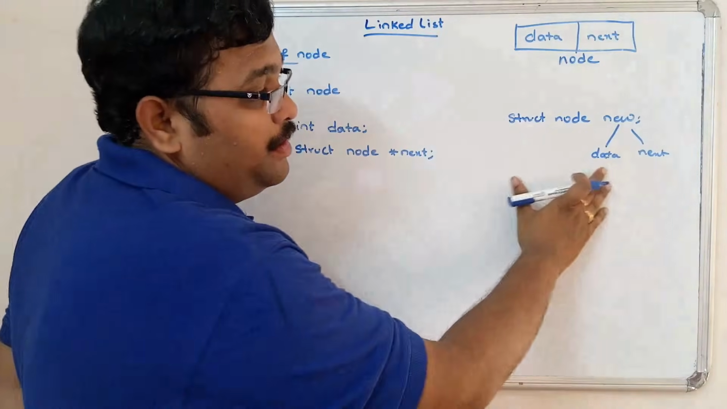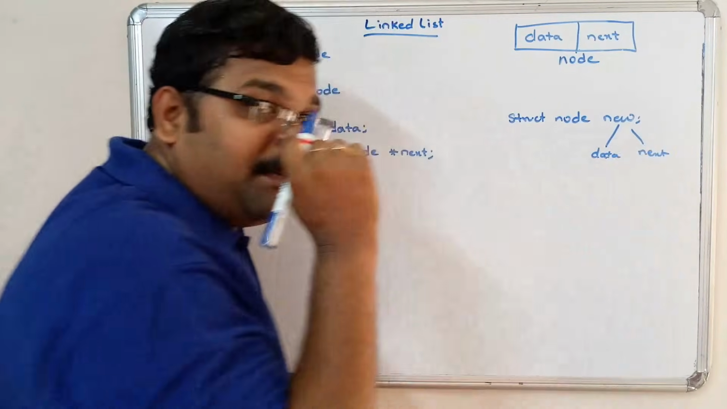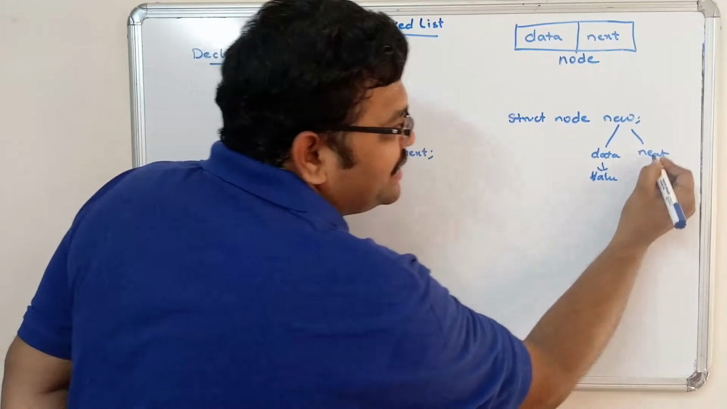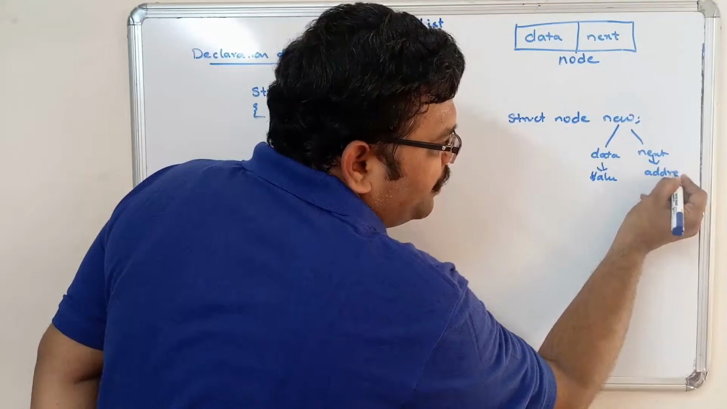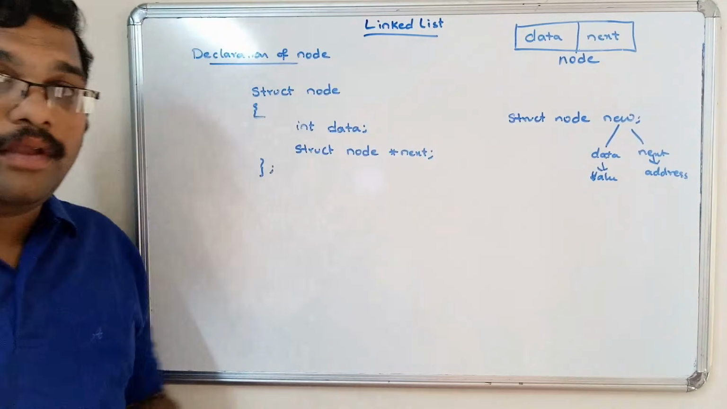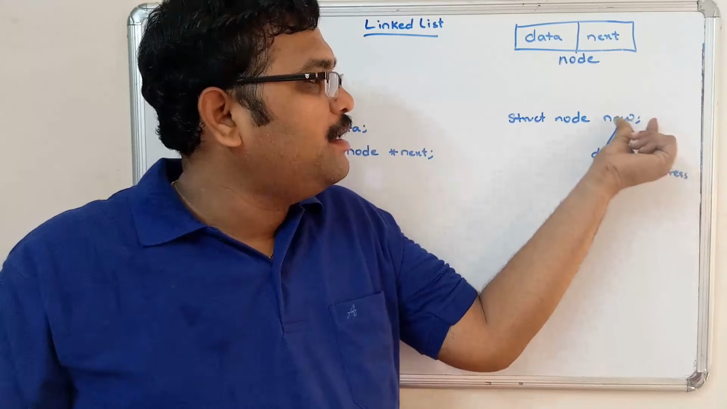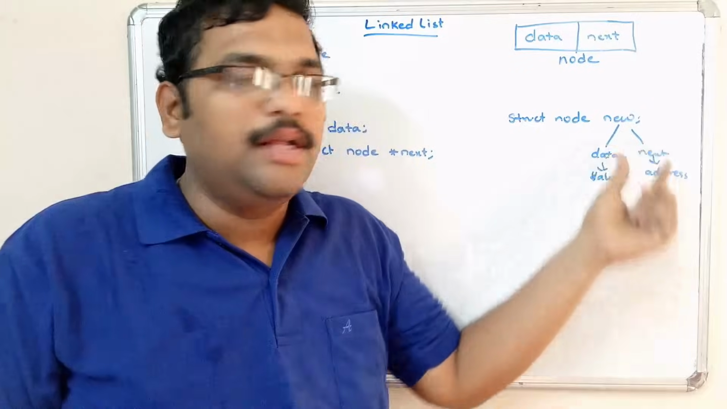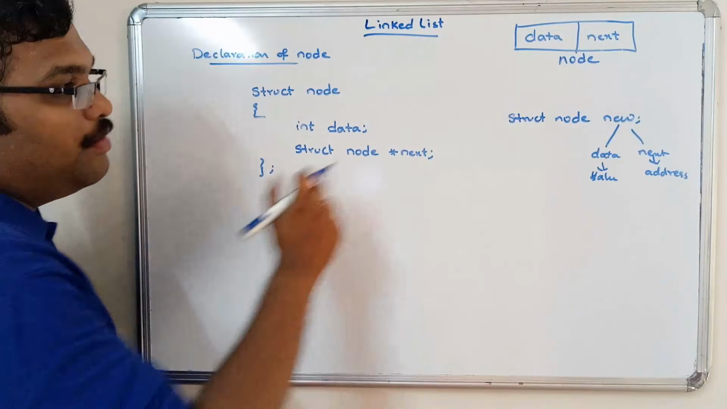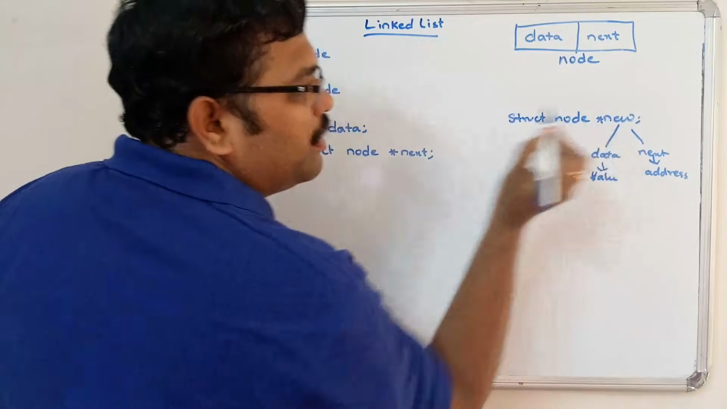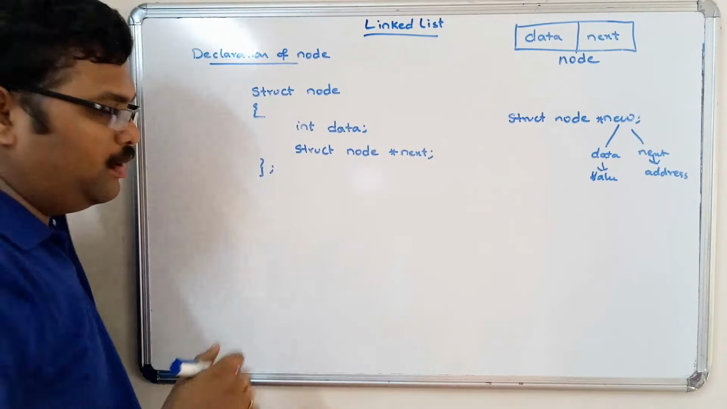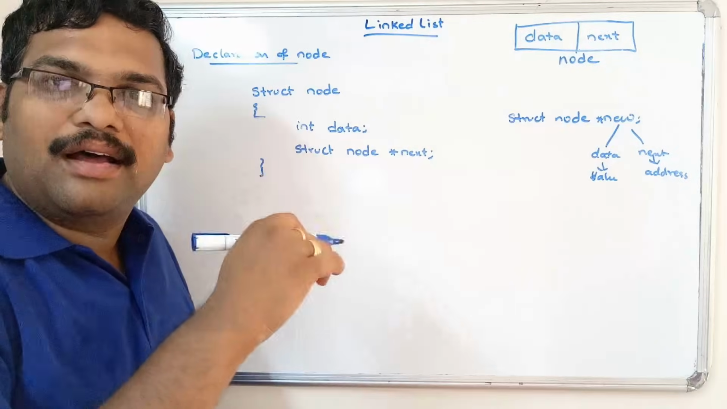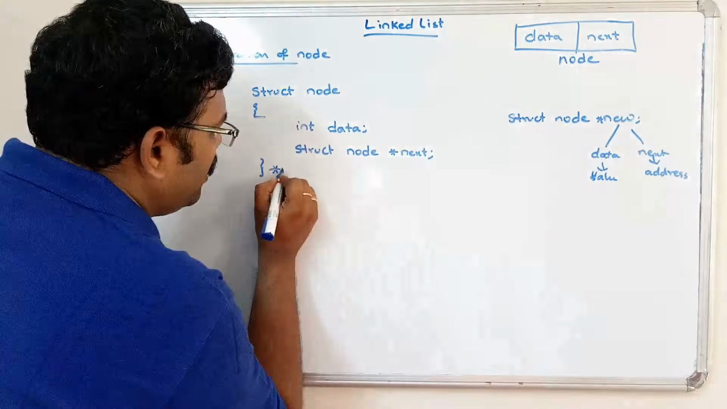Next. Here there is a problem, because data is a value whereas next is an address. So we can't store the address in a normal variable. We can store the address in a pointer variable. For this purpose, we have to create the pointer variable. So all the structure variables for these nodes are pointer variables. Star new.